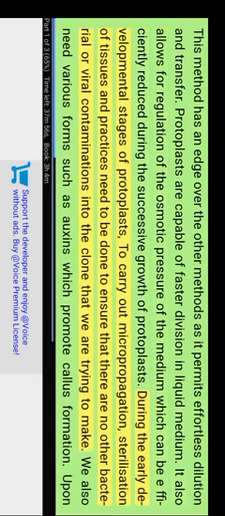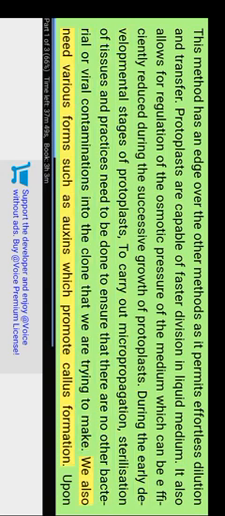During the early developmental stages of protoplasts, to carry out micropropagation, sterilization of tissues and practices needs to be done to ensure that there are no bacterial or viral contaminations in the clone that we are trying to make. We also need various hormones such as auxins, which promote callus formation.